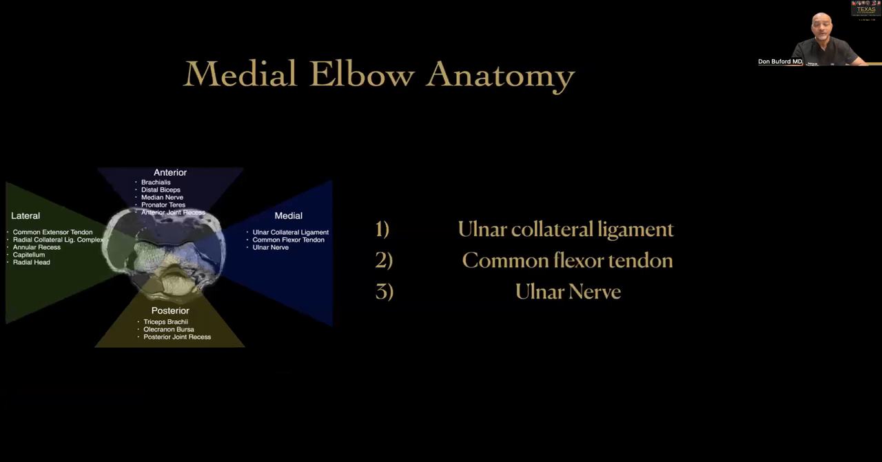On the medial elbow, the primary things we're looking at are the ulnar collateral ligament and, of course, the common flexor tendon, which is what we call golfer's elbow. Ulnar nerve is over there too. We're not going to focus too much on that this morning.